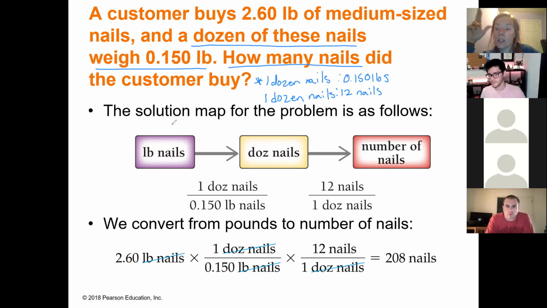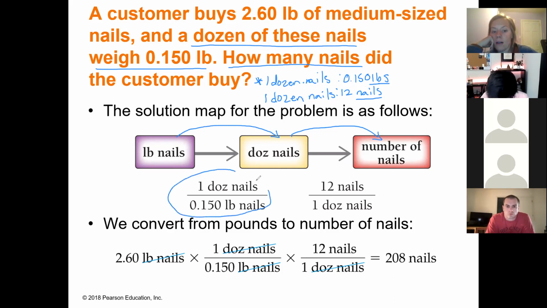So in this problem, we have a 2-step conversion. We need to go from the mass into this common unit known as a dozen, which is 12. And then from a dozen, we're going to go into the individual number of nails, because this doesn't have a direct relationship between the pounds and the nails themselves. It has to go pounds to dozen and then dozen into individual nails. So conversion factor 1 is going to get us through step 1, and then the second conversion factor will move us through that second step.